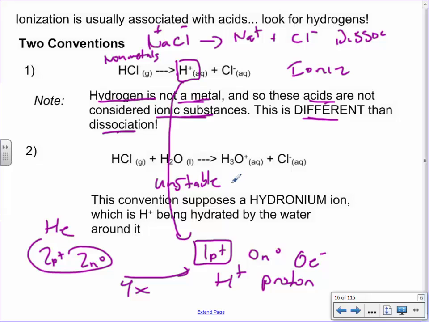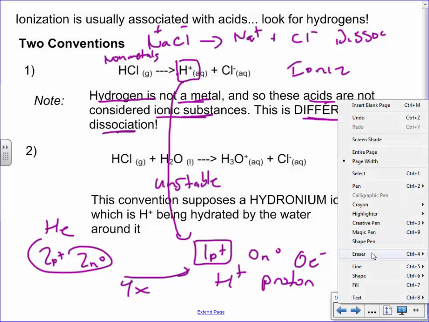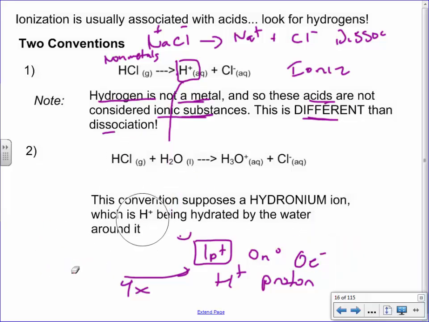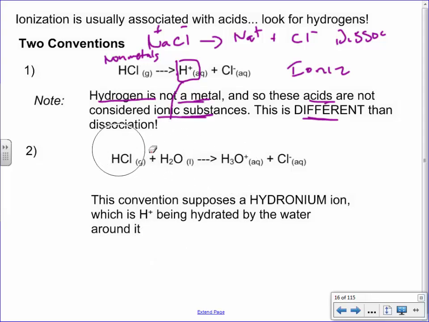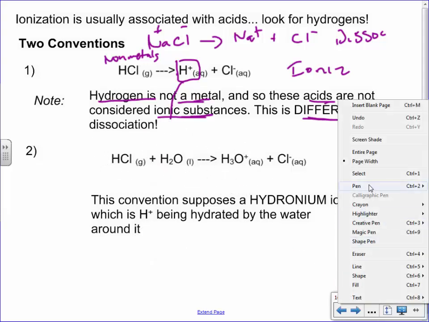Sorry, this is becoming a mess. So this explains the second convention. Sometimes we write it like this. I'm going to erase all my notes on here now, because all of that was just to lead to this. Sometimes when we talk about ionizing things, we actually write it a little differently.